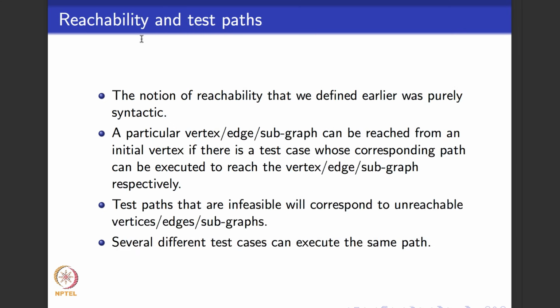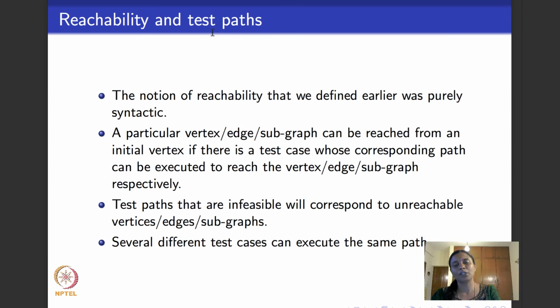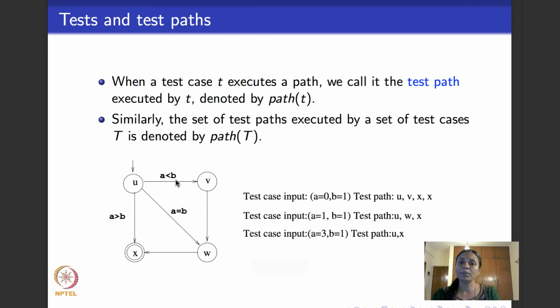Now we'll go back and see reachability in the context of test paths. When we defined reachability for graphs, we defined it in a purely syntactic nature. We say a particular vertex V is reachable if there is a path from the initial state to one of the vertices, right? As you see in this example, it need not be purely syntactic because there could be conditions associated with edges. There could be something associated with vertices.